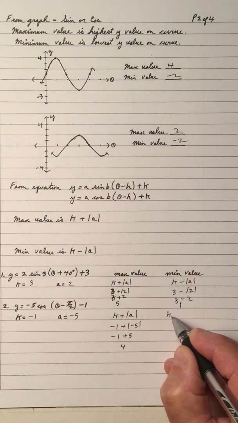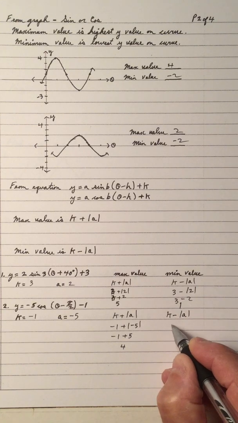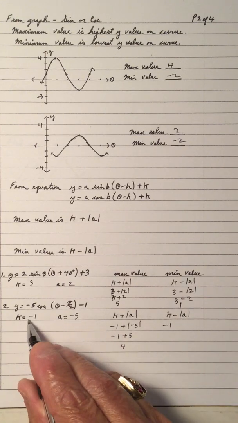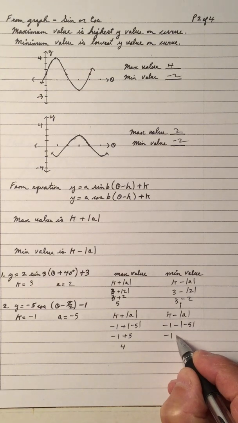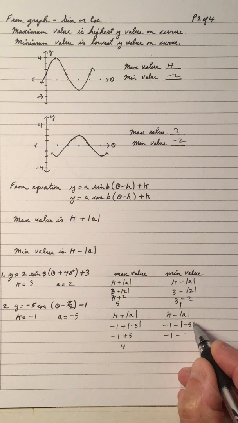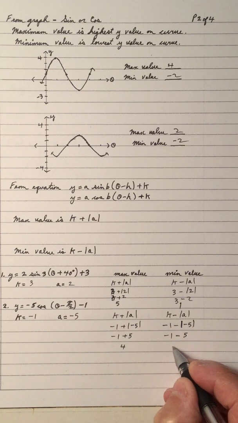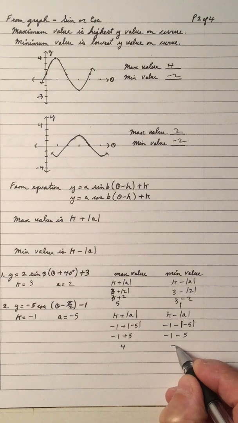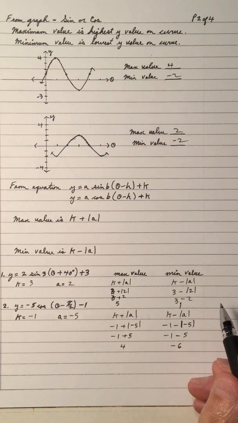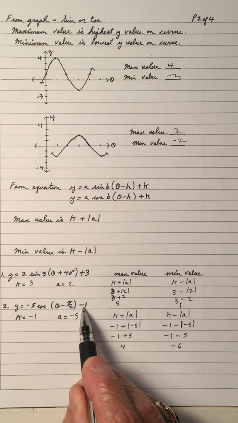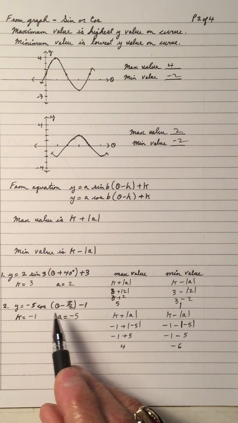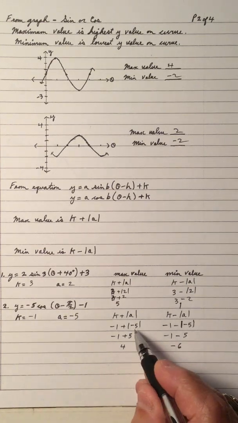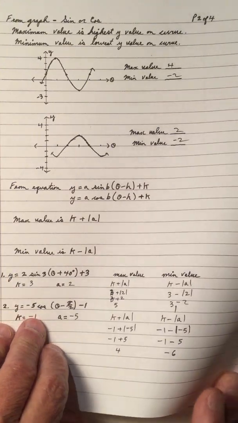And the minimum value is k minus the absolute value of a. So k is -1 minus the absolute value of -5. The absolute value of -5 is 5. So we get -1 minus 5 is -6. So again, it's the sinusoidal axis, and the sinusoidal axis is right here. It is in the middle. So from -1, you go up 5, and from -1, you go down 5. That's why we do the absolute value, because the absolute value is always positive.